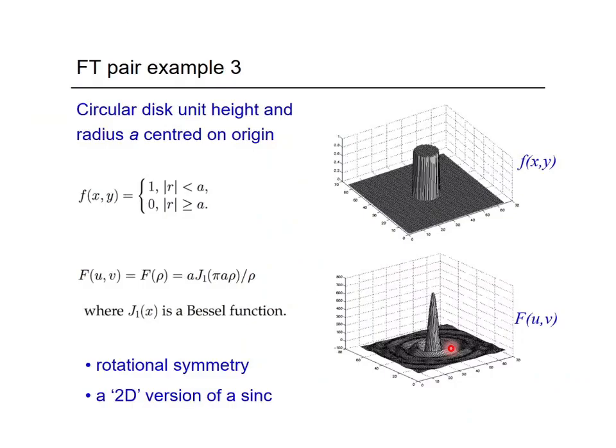All right, so let's go to the third pair. This is a circular disk function. In the circular region, the value is 1. For other regions, the value is 0. Then the Fourier transform result will be a Bessel function like this.